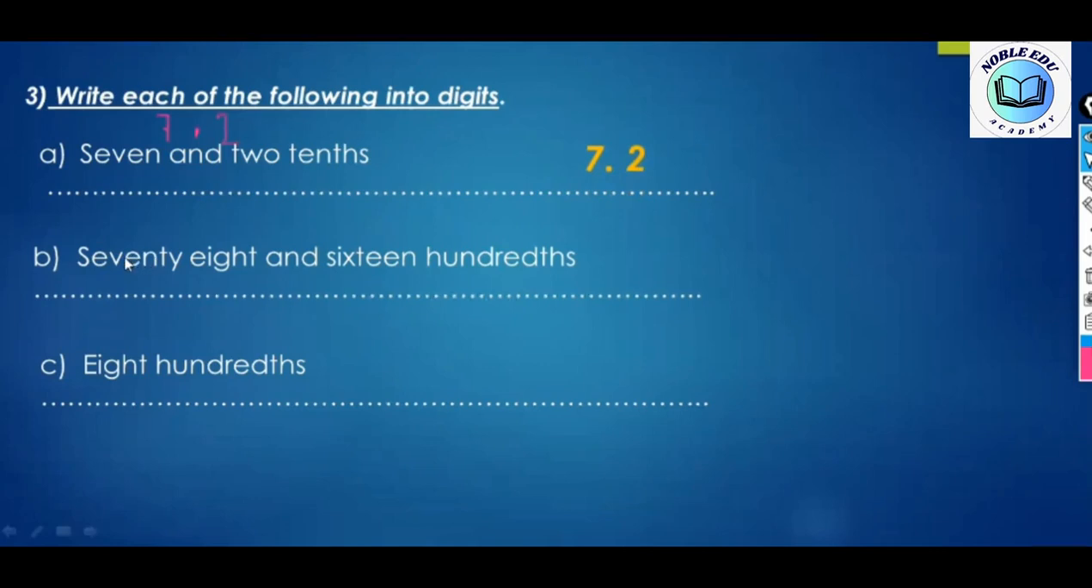Here you have 78 and 16 hundredths. "And" means point, so put the point. 78, write 78, then the point. And 16 hundredths, write the number 16. The point will be after 2 digits only. 8 hundredths means 8 over 100, or you can write it as a decimal with 2 decimal places. So write 0 8 after the point. You don't have a whole number, so write 0.